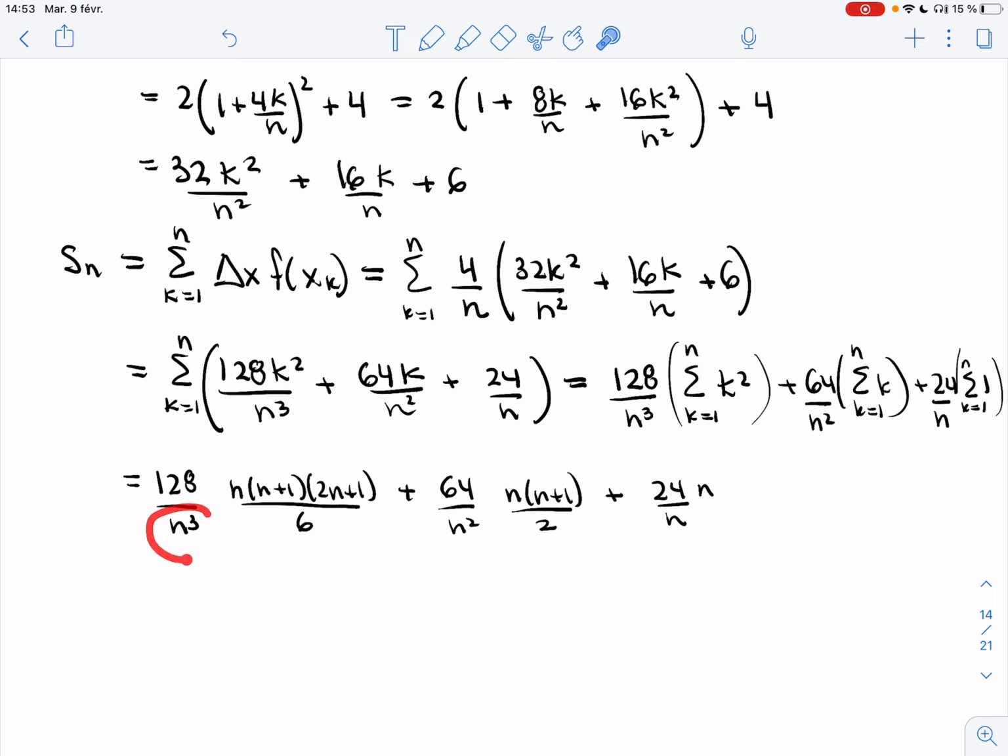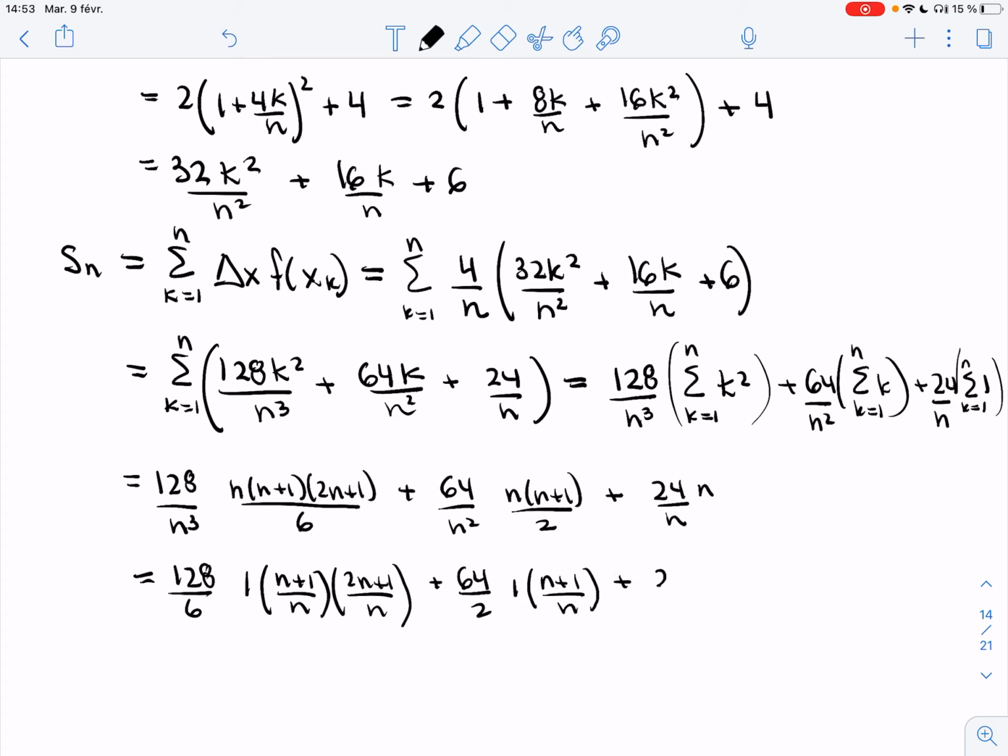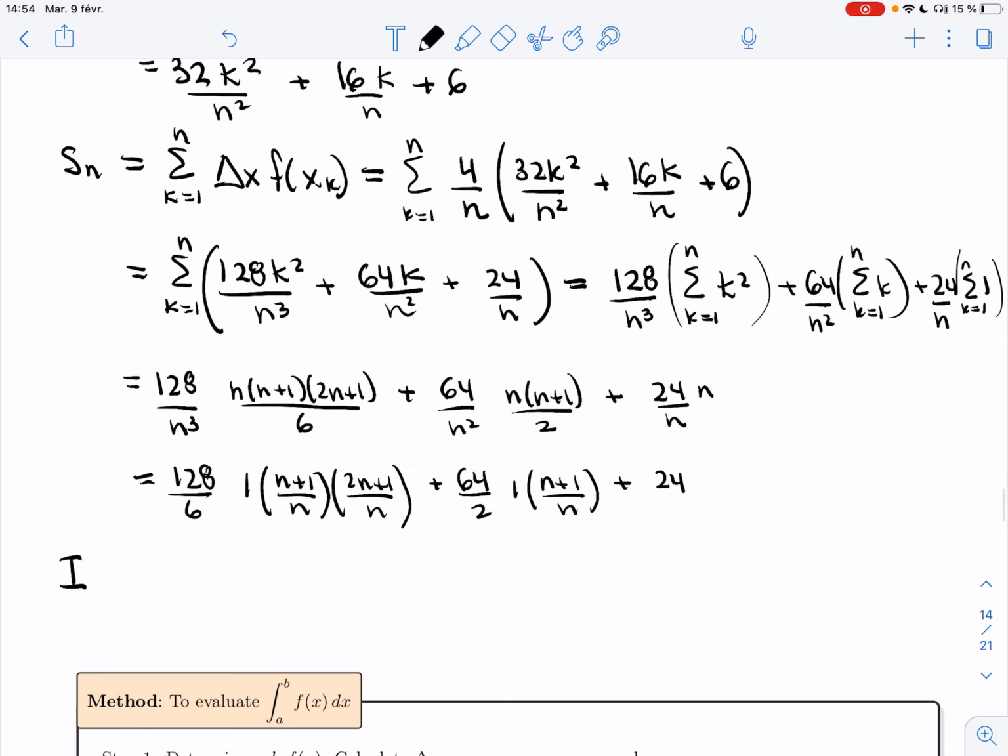And as usual, I have n cubed in the first term, so I'm going to match each of the terms above with 1 n. Same thing here, I have 2 n's and n squared. I'm going to match them, and these will match. And so what I'll get is 128 over 6, and then I'm going to get 1 times n plus 1 over n times 2n plus 1 over n. And then I'm going to get 64 over 2, 1 times n plus 1 over n, and then I'll get 24 times 1. All right, so now I'm ready to compute the limit.